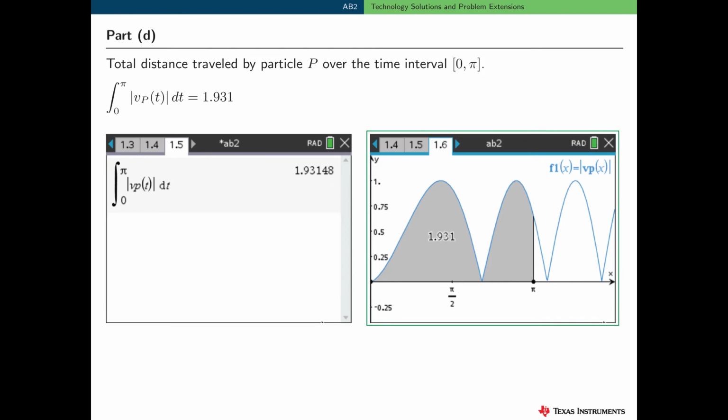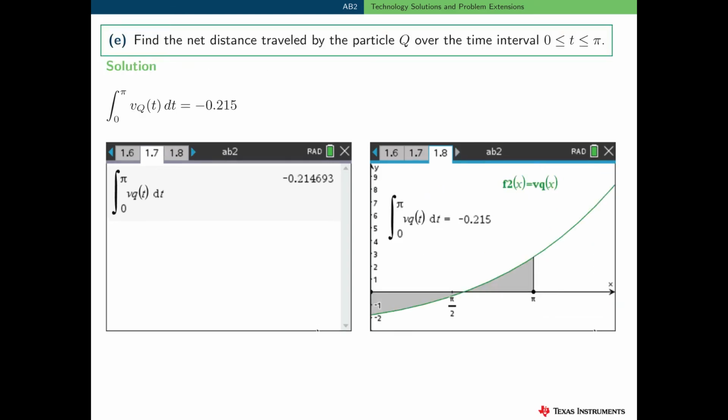This is a graph of the function y equals the absolute value of v sub p of t. The definite integral represents the area under this curve from t equals 0 to t equals pi. And I found the same answer on the graph screen, 1.931. Let's use the information given in this question and consider a few additional problems.